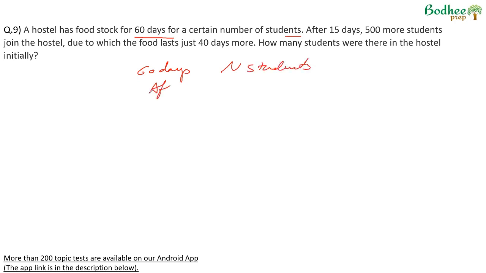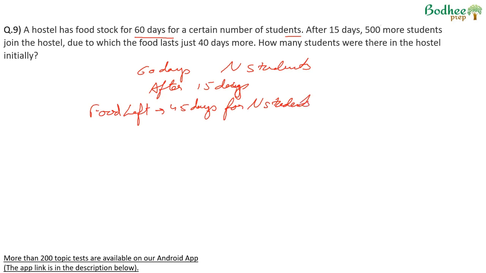After 15 days, the food for 15 days would have been consumed, and therefore food left will be good for 60 minus 15, 45 days for n students. But instead, what happened was 500 more students joined the hostel. So the number of students becomes n plus 500, and therefore the food lasts for 40 days.